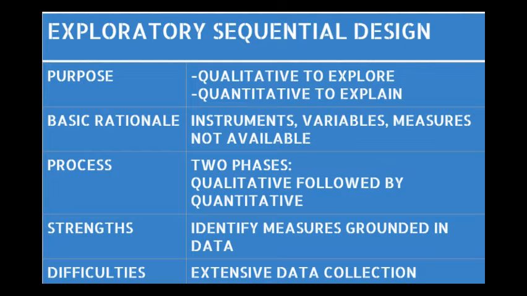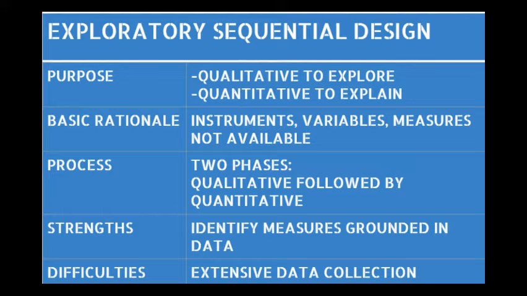Exploratory sequential design. The procedure of an exploratory sequential design study is to first gather qualitative data to explore a phenomenon, and then gather quantitative data to explain the relationship found in the qualitative data. This is the opposite of the explanatory sequential design. Researchers use this design when existing instruments, variables, and measures may not be known or available. A researcher presents the study in two phases.